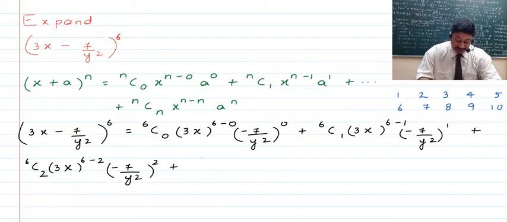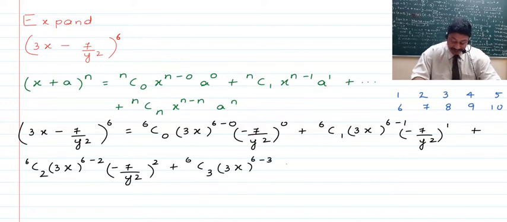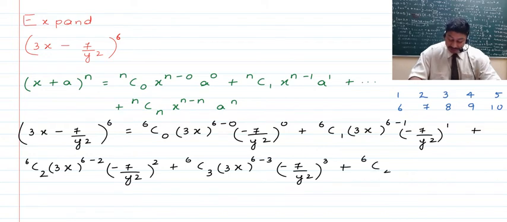Further, we now have 6C3, 3x raised to the power of the difference of the numbers in the superfix and the suffix, that is 6 minus 3, times (−7/y²) raised to the power of the number in the suffix, that is 3. Next, children, it is going to be 6C4 (3x) raised to the power 6 minus 4, times (−7/y²) raised to the power 4, right?